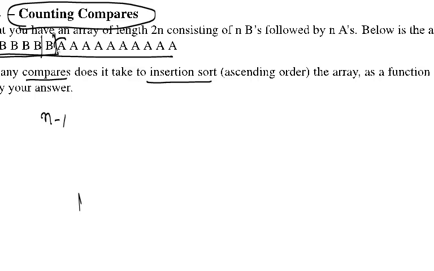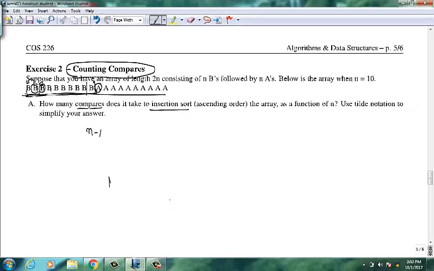Now let's take a look at A. In order for A to be inserted into the right place, it'll have to be compared to this B, and this B, and this B, and it'll have to be compared all the way to the end. So in other words, it will do n comparisons to insert A into the right place. So it will be doing n comparisons to insert A into the beginning of the array.